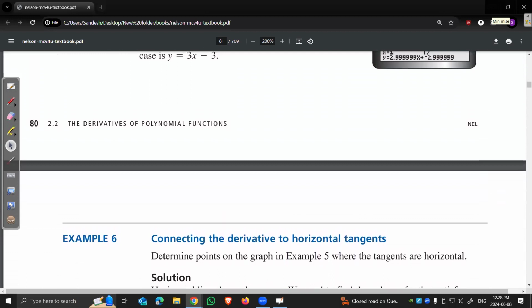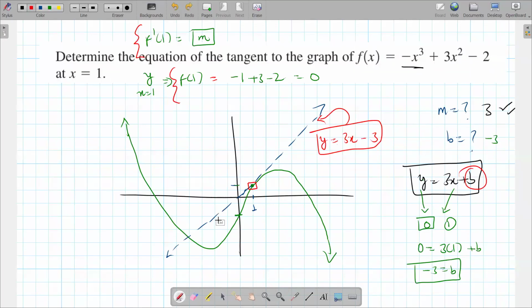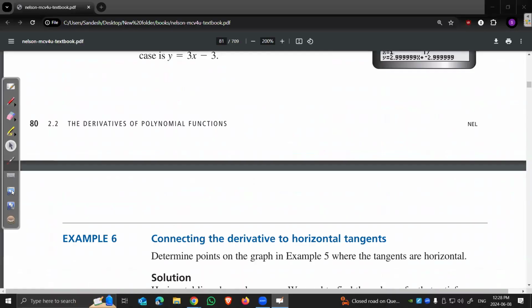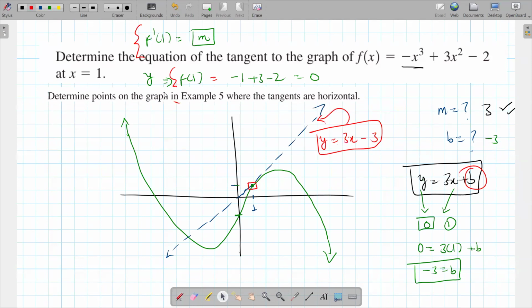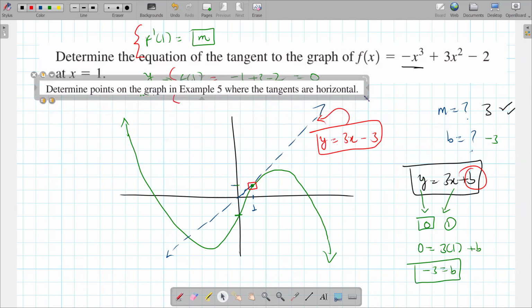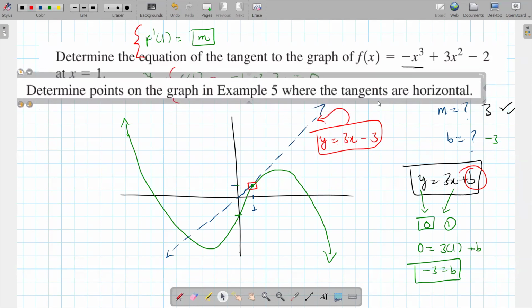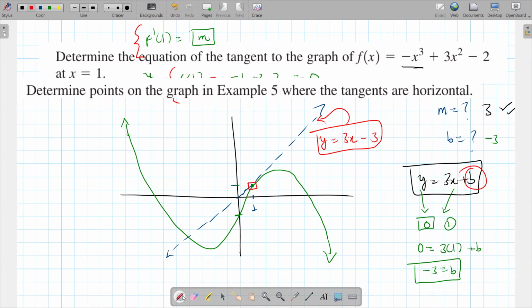All right, the next question. Determine points on the graph. It's the same question, but now there's a follow-up. Right here is the next question. Determine points on this same graph where the tangents are horizontal.